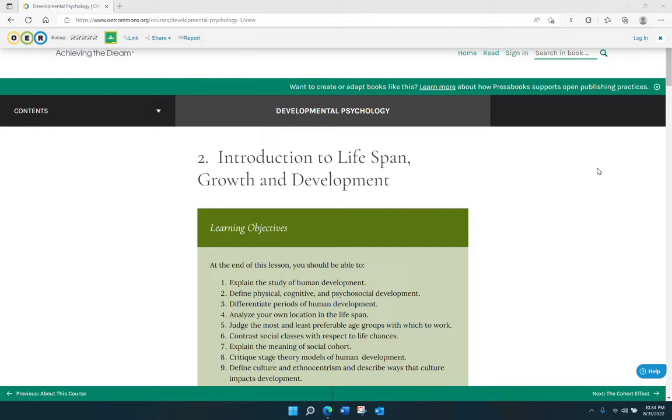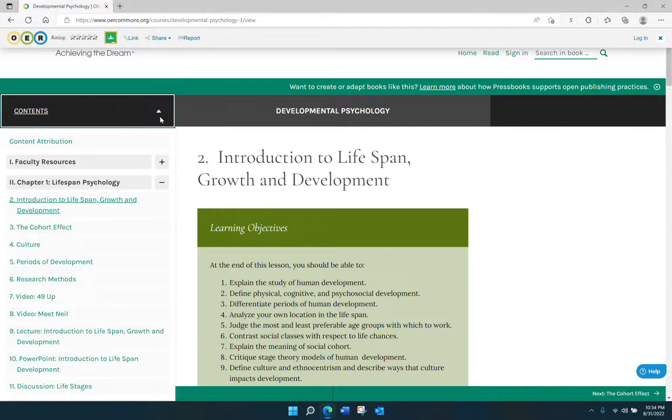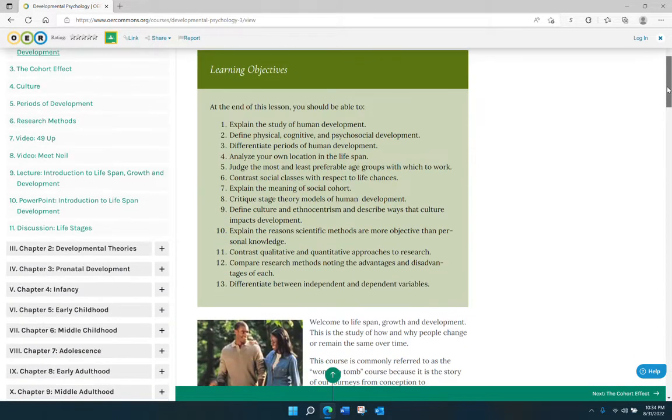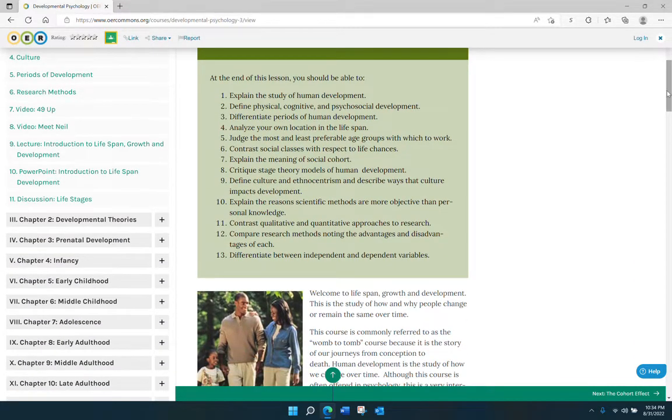For this particular chapter, chapter 1, it says 2 here, which is maybe a little bit confusing, but here we're in chapter 1, which is highlighted as Roman numeral 2 here. The numbering system is a little bit strange, but this is chapter 1. In chapter 1, we're going to review what lifespan psychology is and also look at various issues. It talks about various learning outcomes in the chapter.